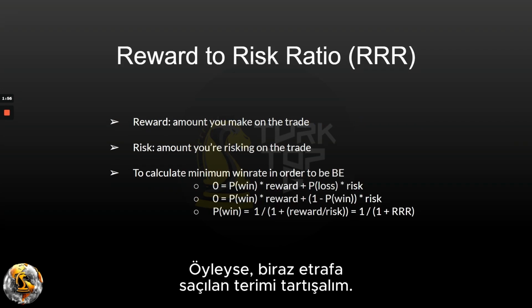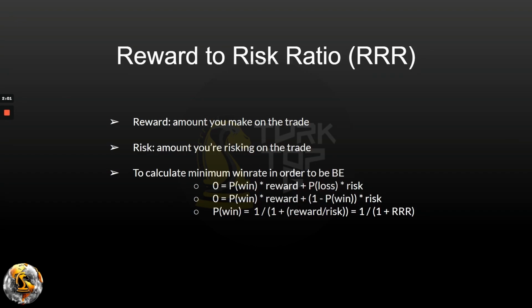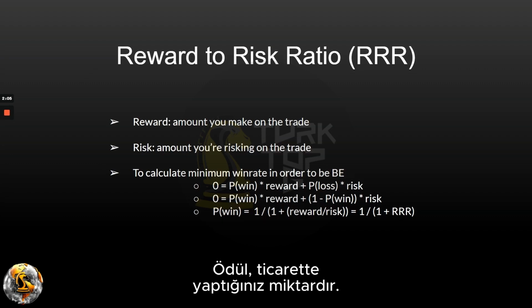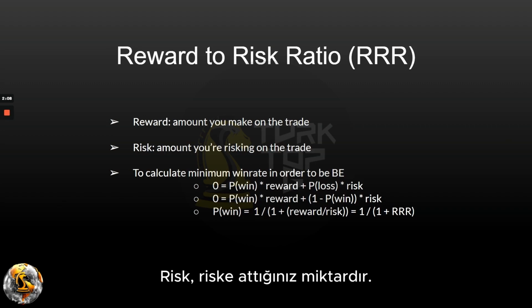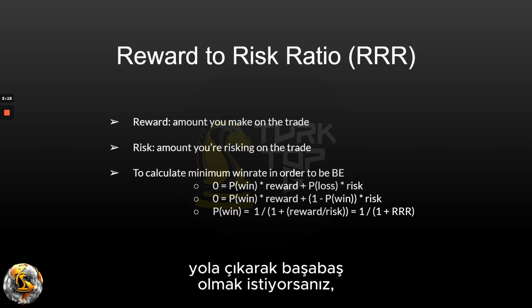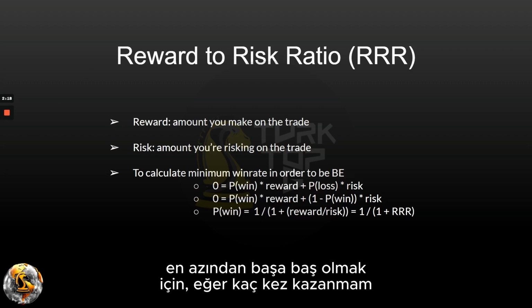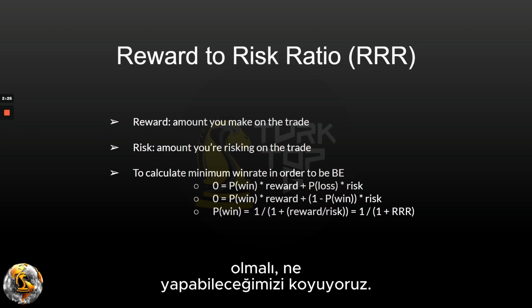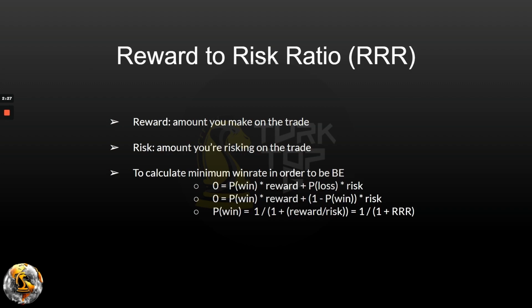So let's discuss a term that is thrown around quite a bit. It's called reward to risk ratio. We already discussed what reward and risk are. Reward is the amount you make on the trade. Risk is the amount you're risking. So from the equation that was mentioned in the last slide, if you want to calculate what should be my probability of winning so that I don't lose any money, to be break even, what we can do is put 0 in the place of EV for the system.